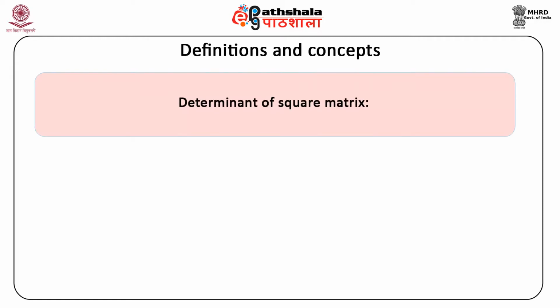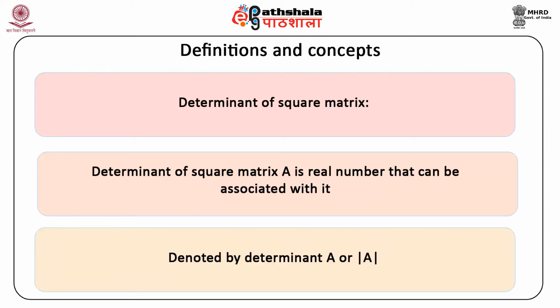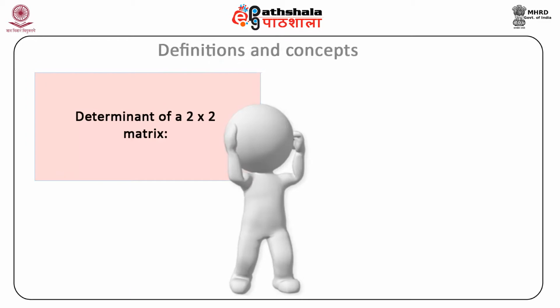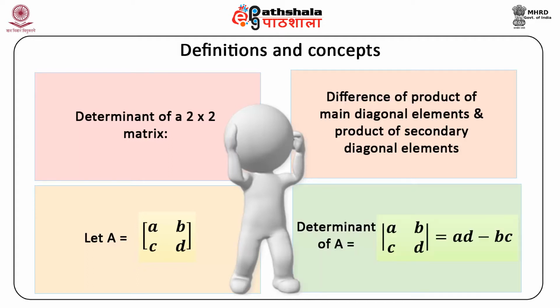Determinant of a square matrix. Determinant of a square matrix A is a real number that can be associated with it through a particular pattern of calculations. It is denoted by determinant A. Determinant of a 2 by 2 matrix. Determinant of a 2 by 2 matrix A is the difference of the product of main diagonal elements and the product of secondary diagonal elements. Let A be equal to [a, b; c, d], then determinant of A is equal to ad minus bc.